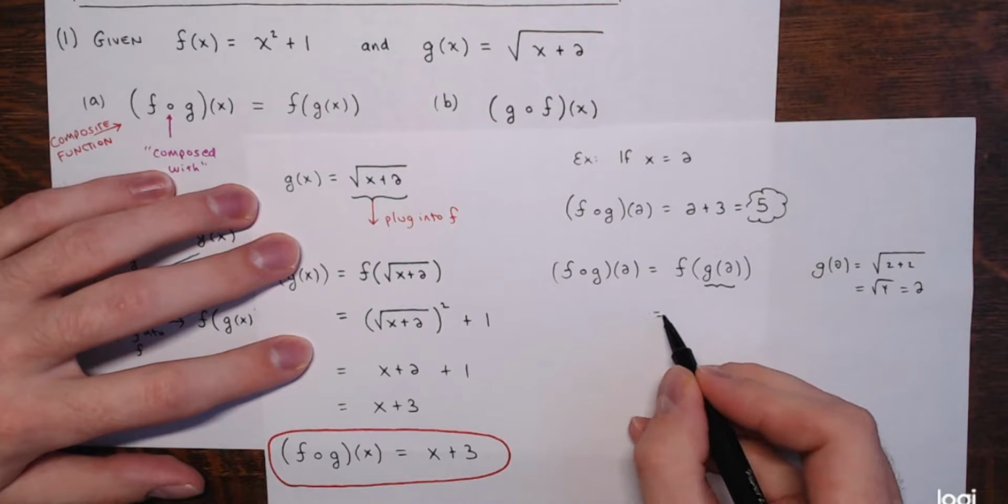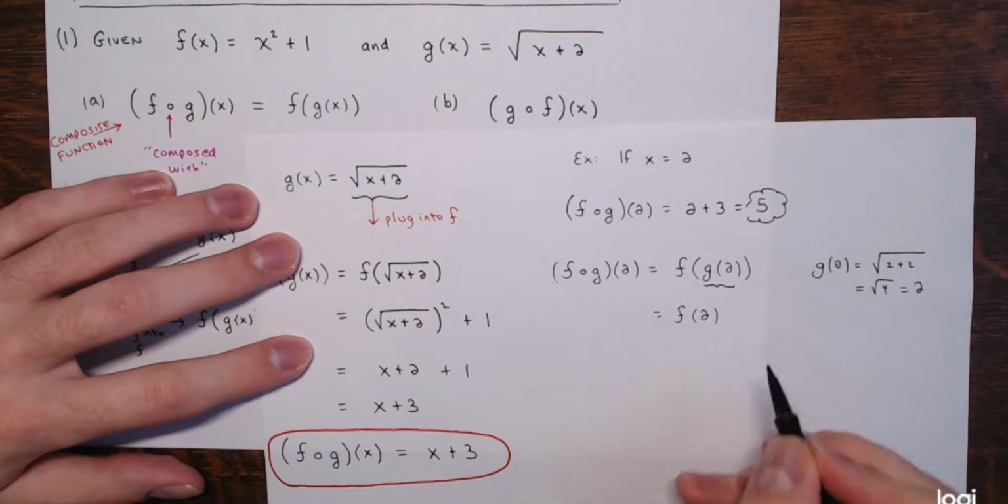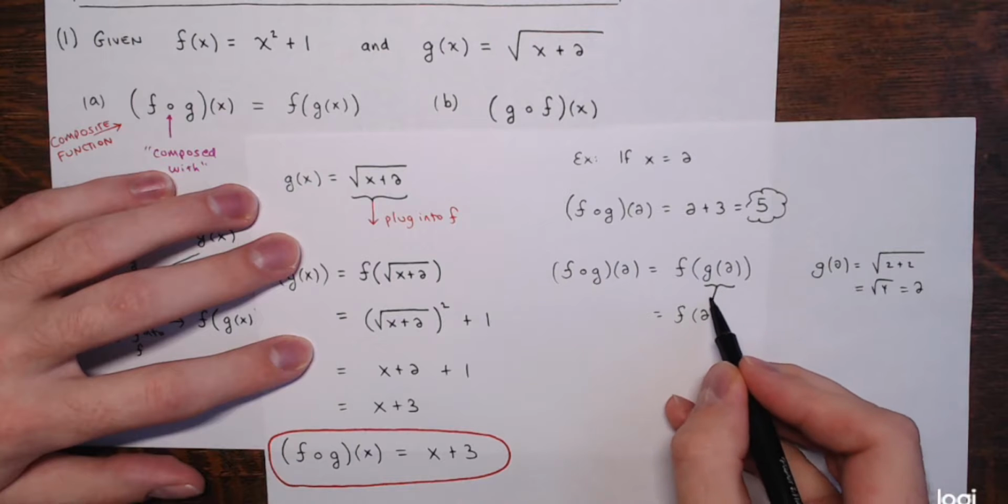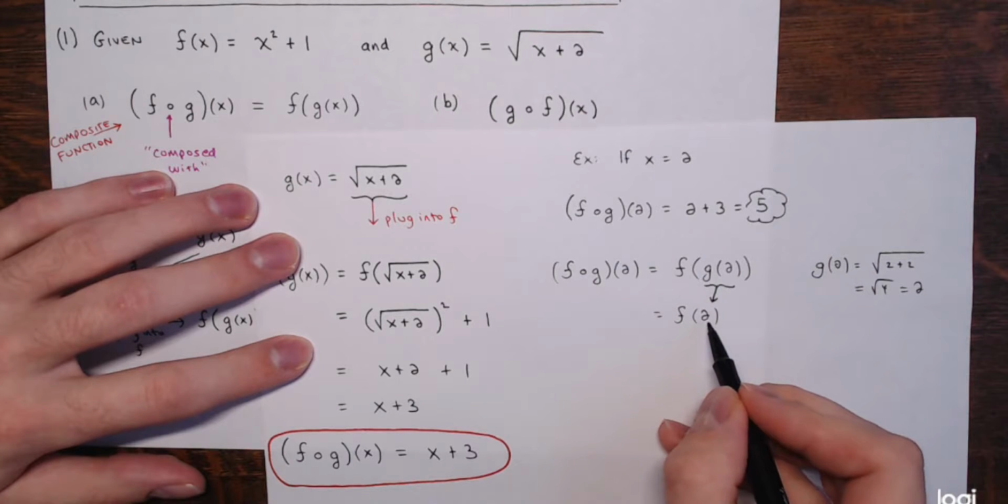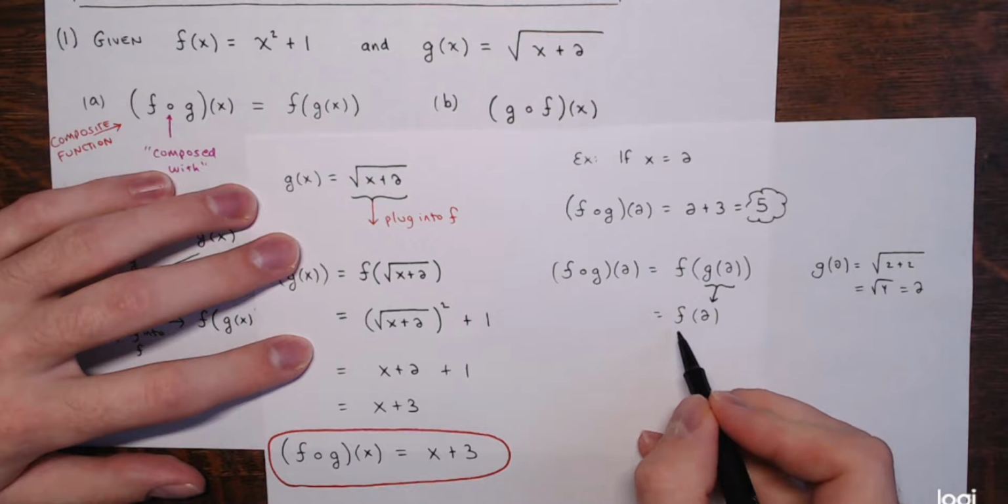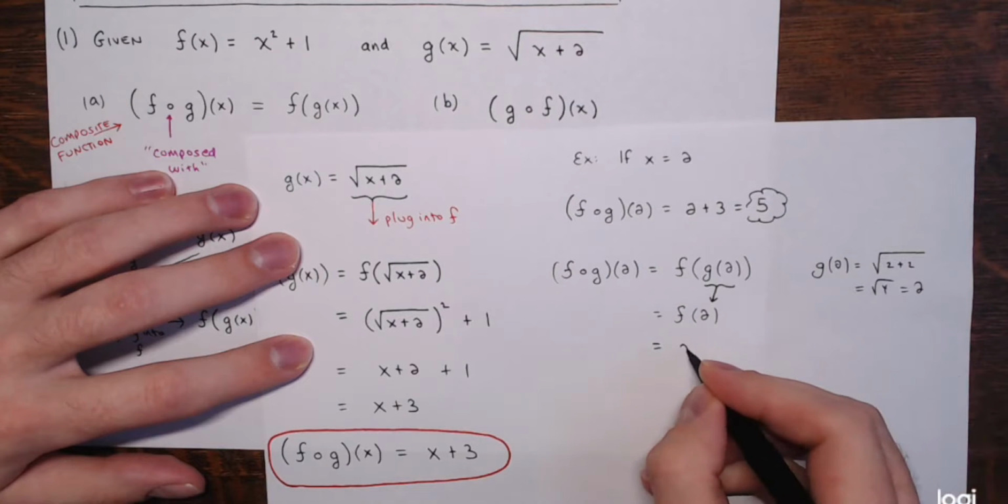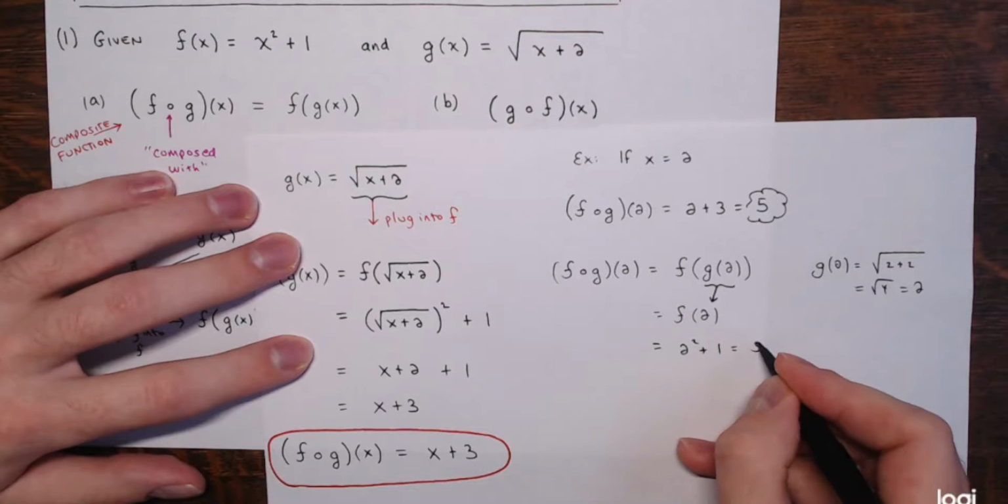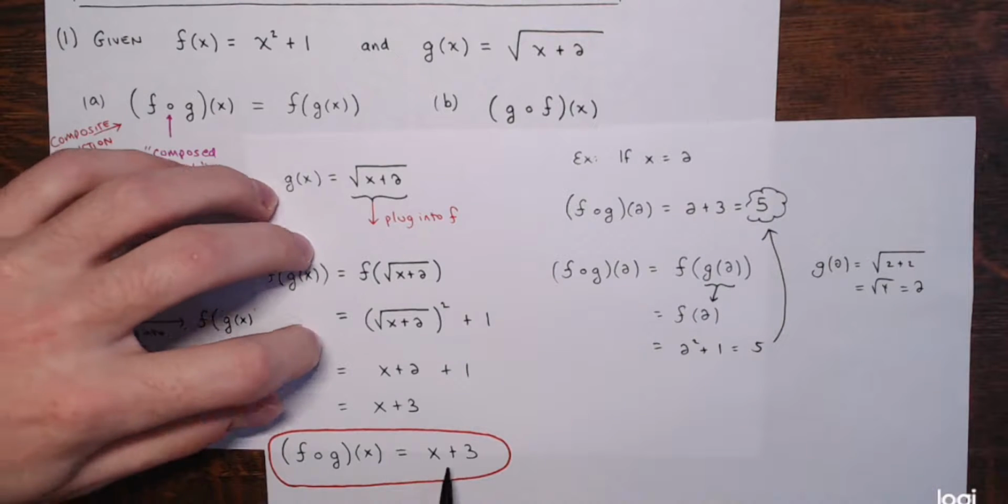So I'm going to f of 2, right? G of 2 is also 2. And then I take that 2 and put it into f. And f of 2 would be 2 squared plus 1, which is 4 plus 1, which is 5. Exactly what I said it would be with this rule I circled earlier.